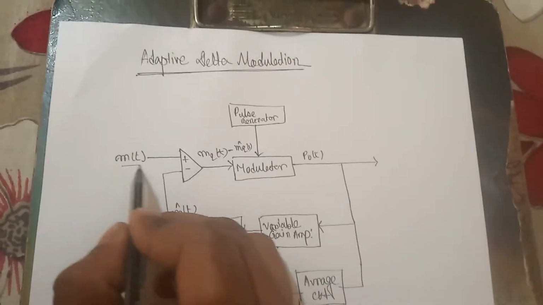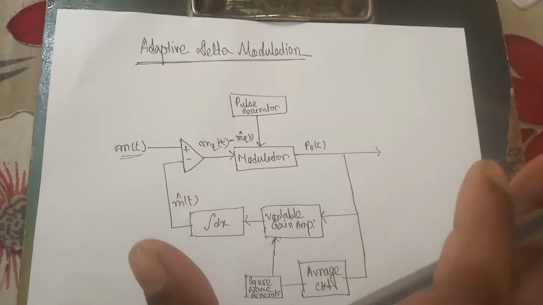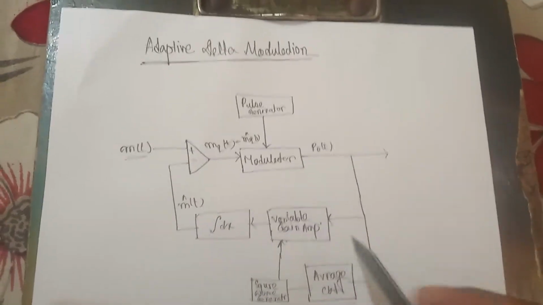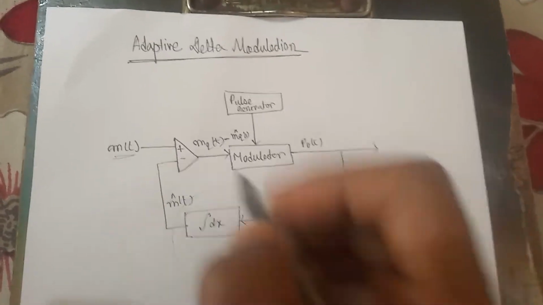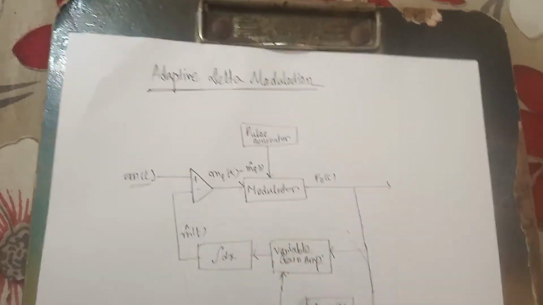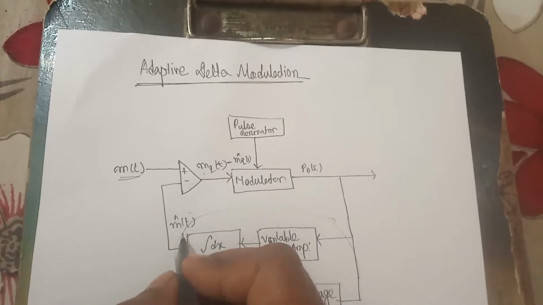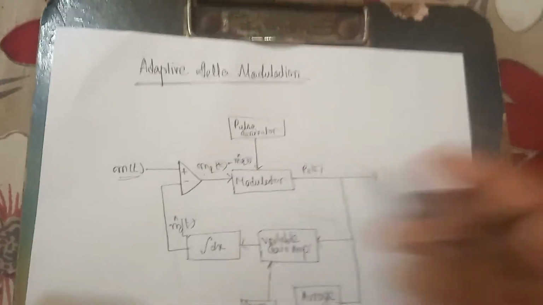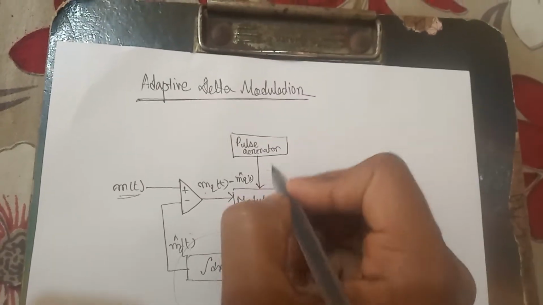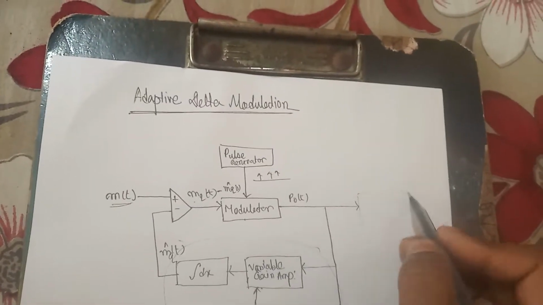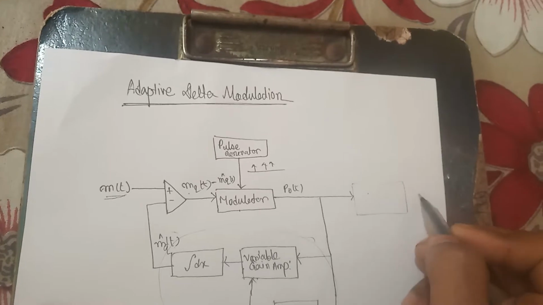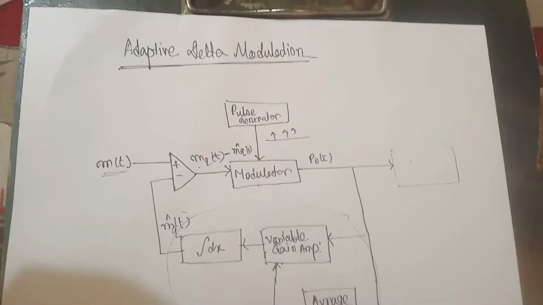This is m(t), the same as in delta modulation, except for this part, so we will discuss this part. First m(t) comes in, and this is the feedback, m cap q(t). This is the modulator or multiplier, and this is the pulse generator, which generates a pulse. And here, as before, there is the quantizer and then the low pass filter, etc.